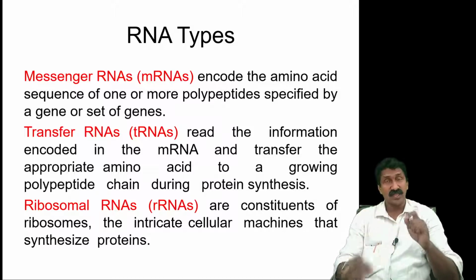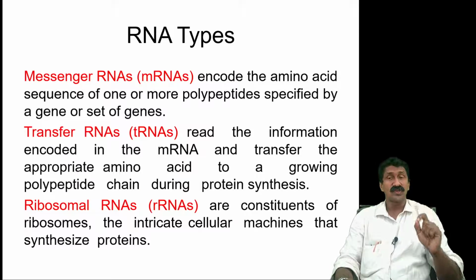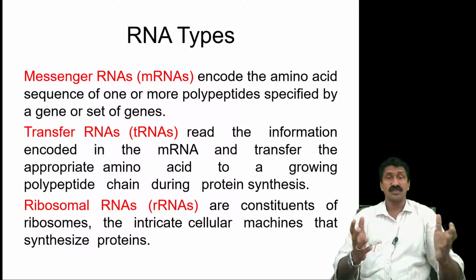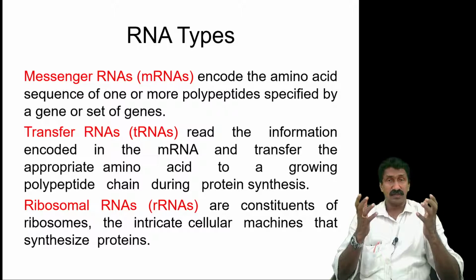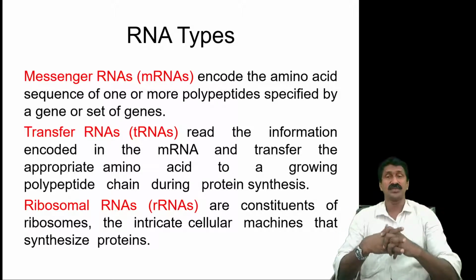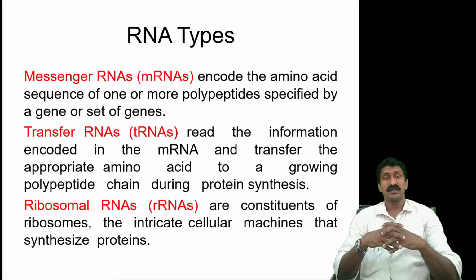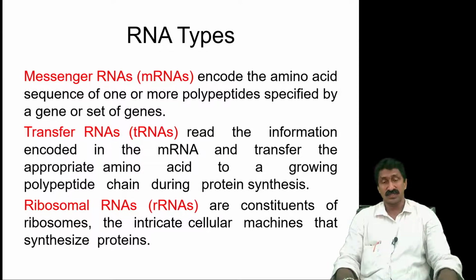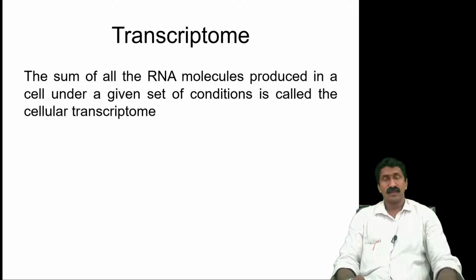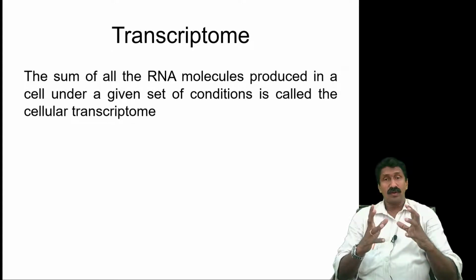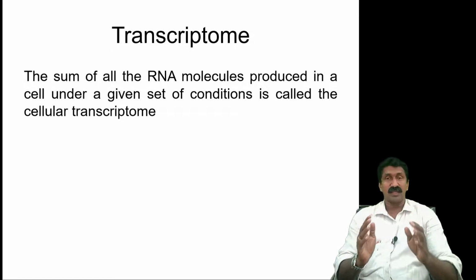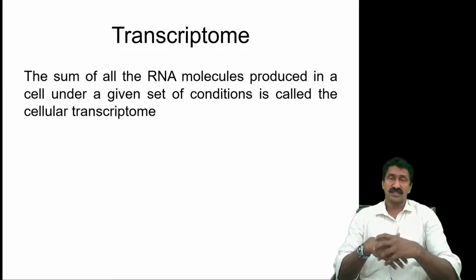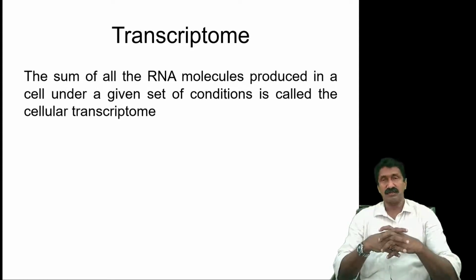Then ribosomal RNAs are the third category, known as rRNAs, which are constituents of the ribosomes, the cellular machines that synthesize proteins. So these are the protein synthesis machinery. Ribosomes are used for translation, and ribosomal RNAs are the structural components of the ribosomes used for translation. To sum up, all the RNA molecules produced in a cell under a given set of conditions are known as the cellular transcriptome. Nowadays terms like transcriptome analysis are more popular.